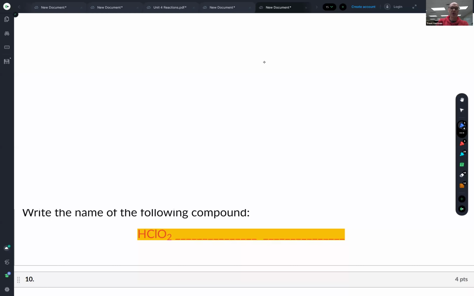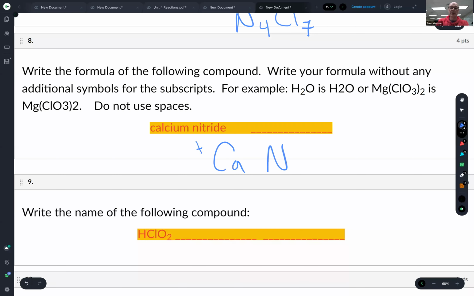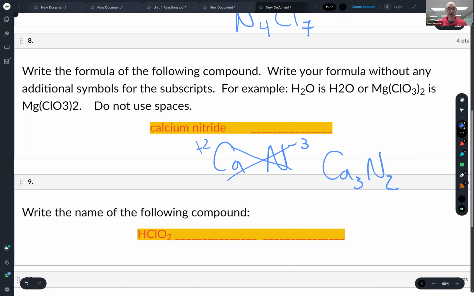So I'm going to put those charges in, +2, -3. Those charges are in the air like they just don't care. We're going to crisscross them down and throw them to the ground, and you end up with Ca3N2. There is no reduction needed on those.